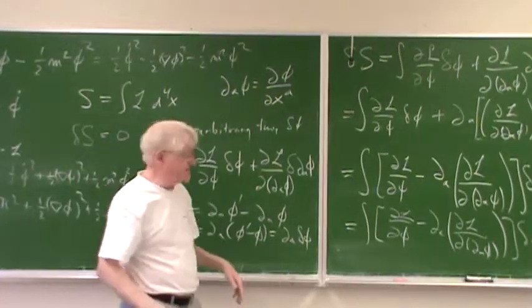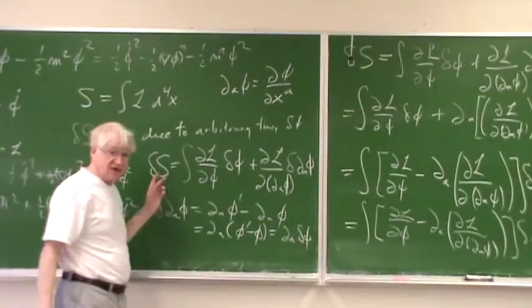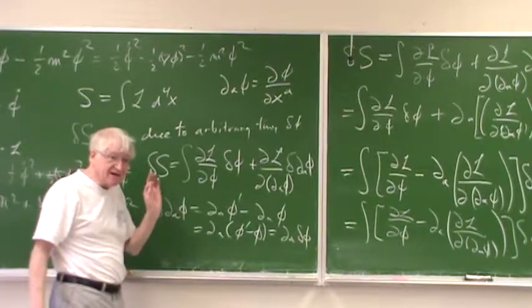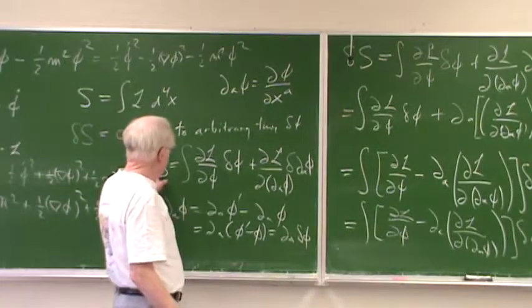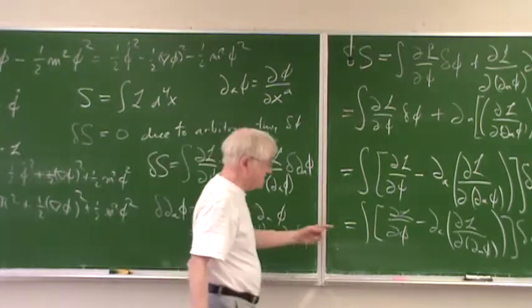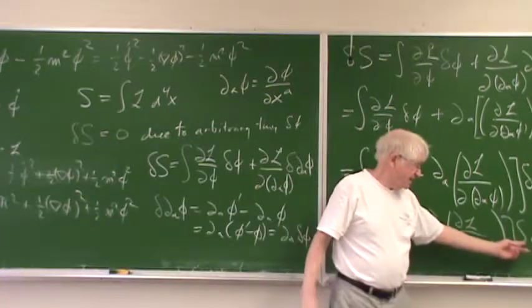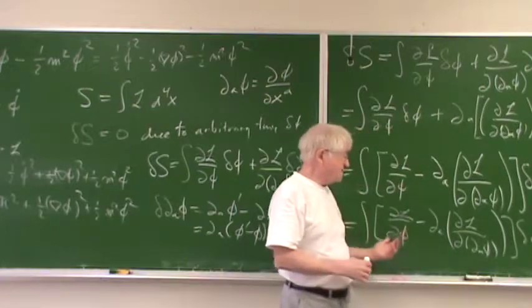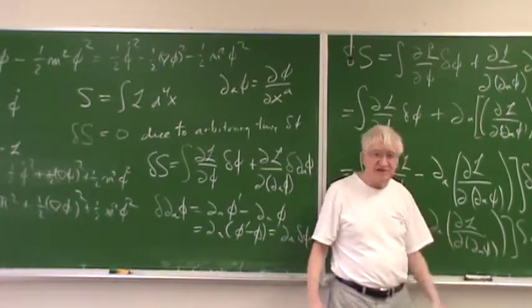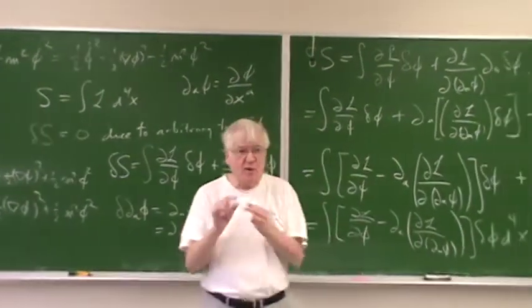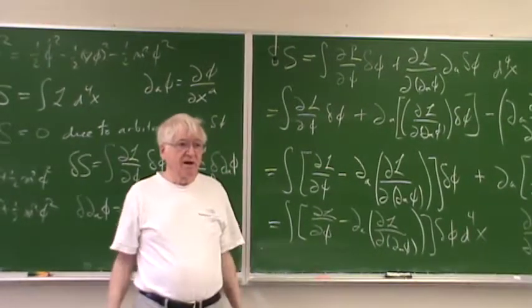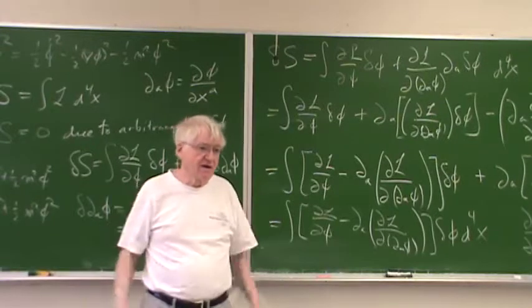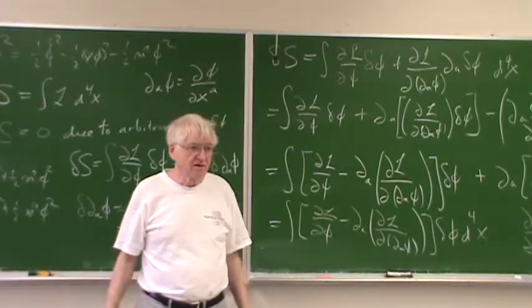I'm ignoring them because I'm allowing that the change in the action should be quadratic in delta phi. But what we've computed here is the change in the action is the integral of this, right? And this has to vanish for arbitrary delta phi, so we can have a delta phi that vanishes everywhere except in the neighborhood of some small space-time point, and there it's big. Okay. That's the idea.